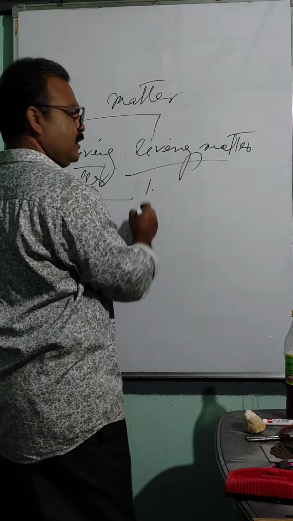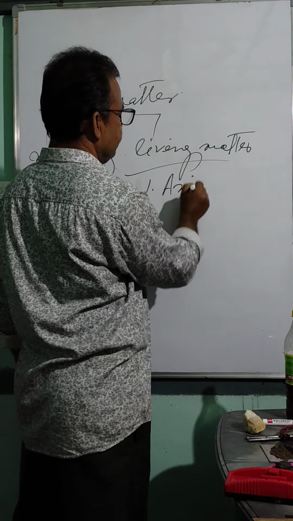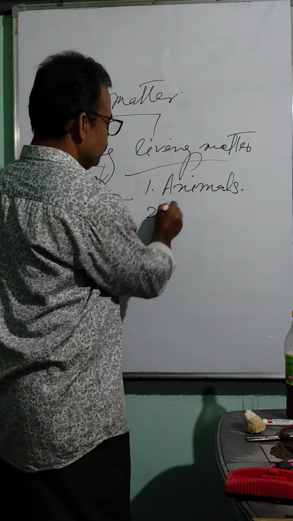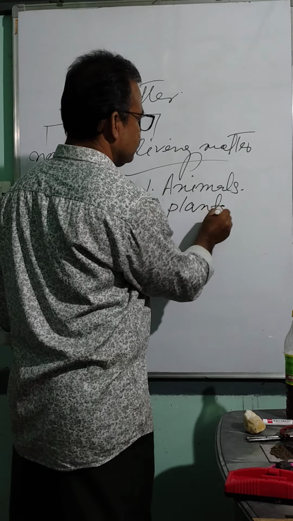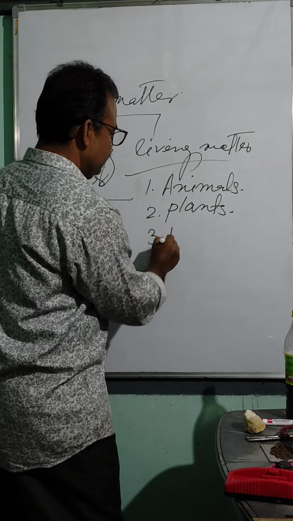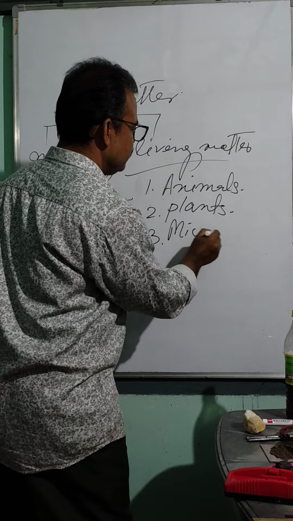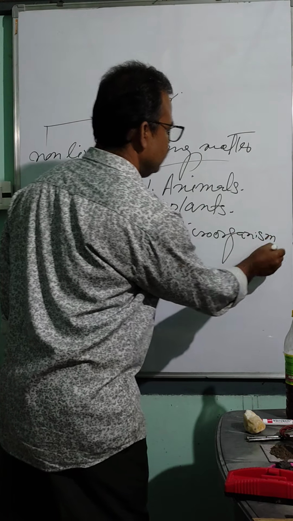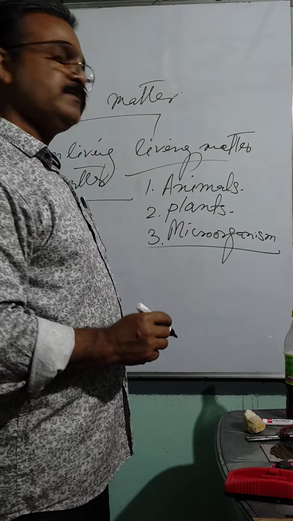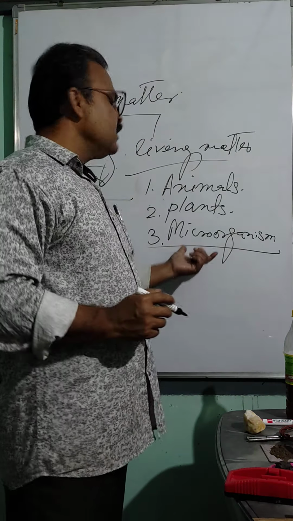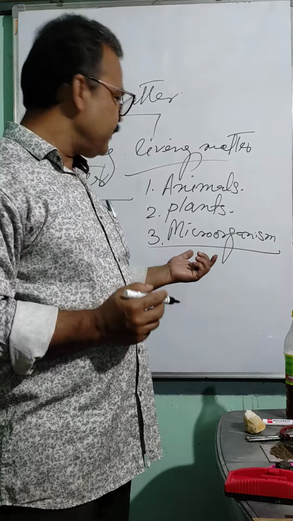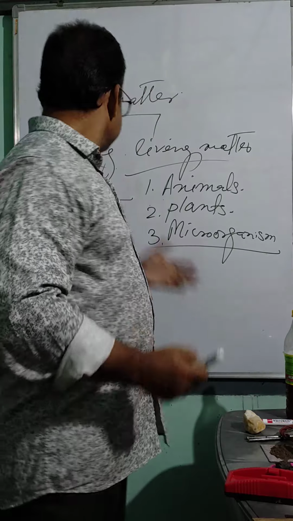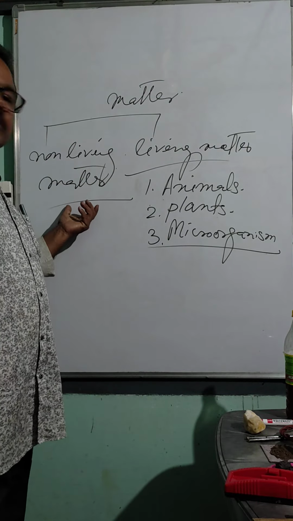And what are the living matter? Animals are living matter, and you know that plants are also living matter, and microorganisms are also living matter. Clear? We will discuss living matter afterwards. For the time being, you come to the non-living matter.